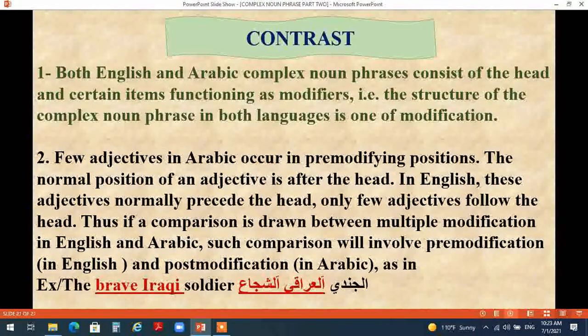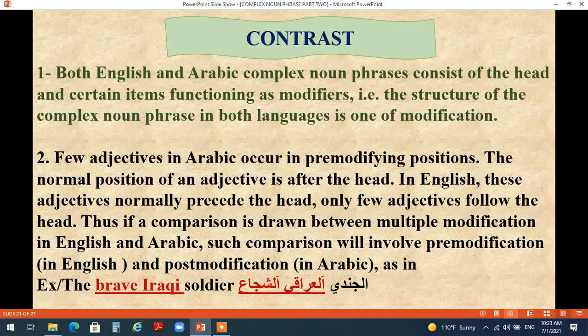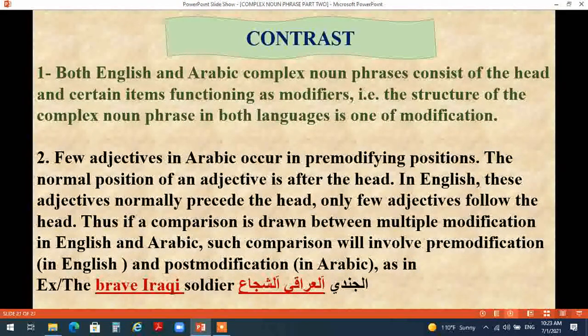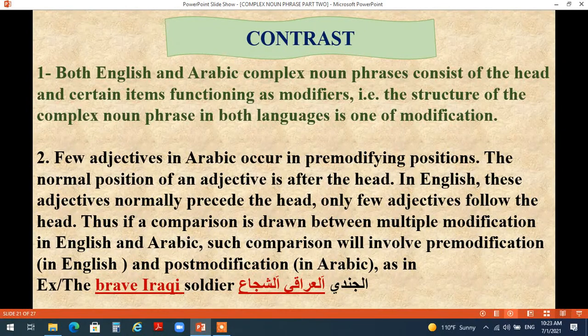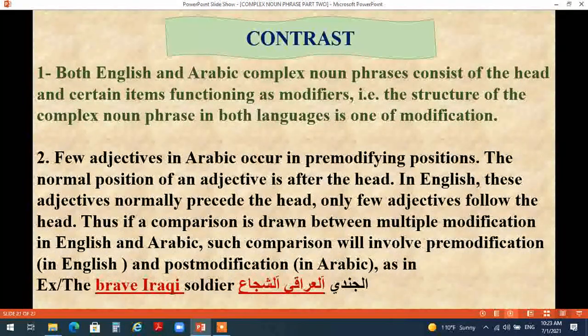Now, after surveying all about the complex noun phrase in both languages وتعرفنا على حالات البوست موديفيكيشن باللغتين وكذلك على حالات البري-modification في اللغتين، لابد أن نختم موضوع الكومبلكس ناون فريز كما تعودنا أن نختم كل المواضيع السابقة بأن نستعرض أهم نقاط الاختلاف أو أهم نقاط التشابه إن وجدت ما بين اللغتين.